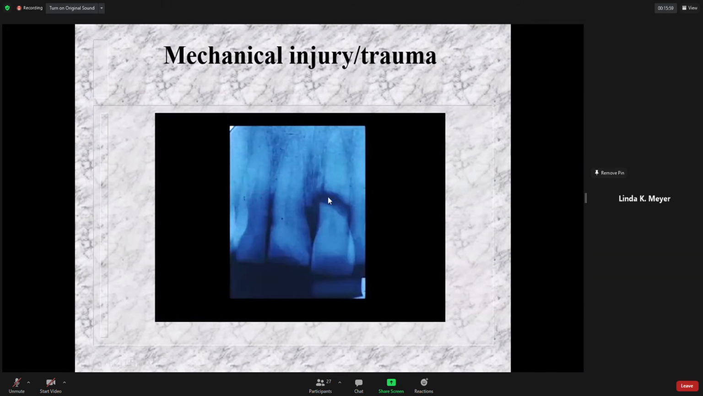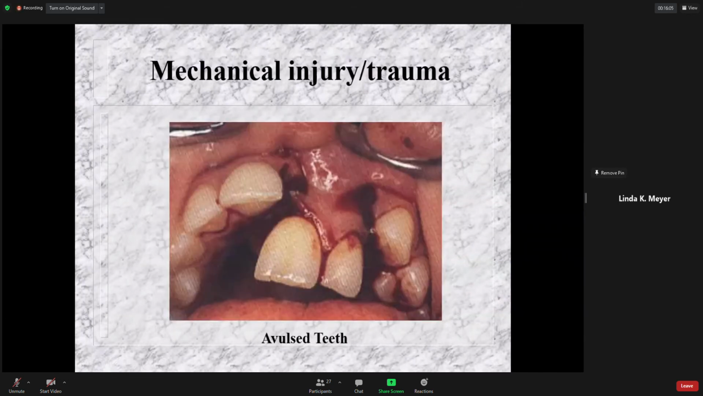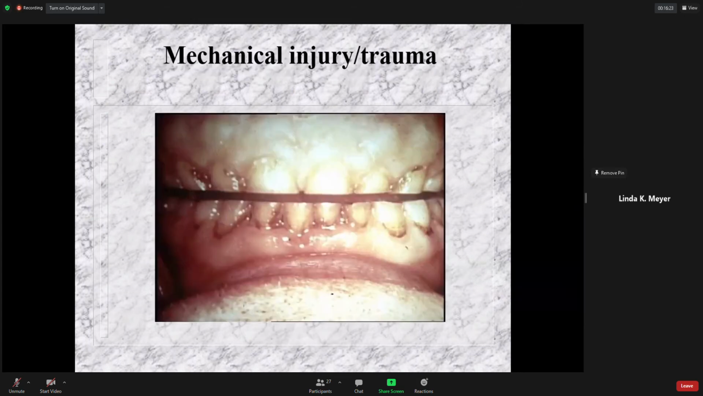Here I showed you a person who had a fall and broke this tooth in half, or avulsed teeth that are knocked out of their normal position, which can be reimplanted successfully. So again, these are the consequences of these mechanical injuries. I've shown you some examples of the teeth.